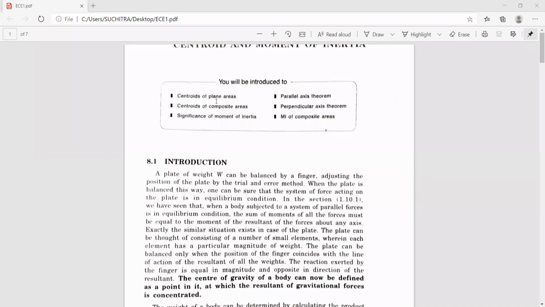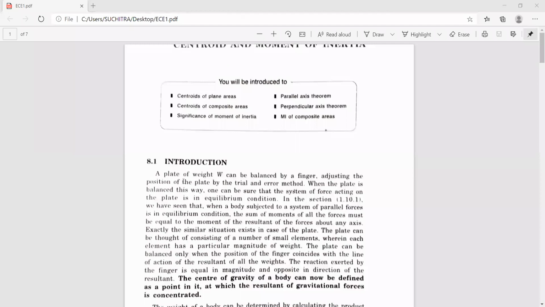So in engineering applications, we get many composite areas, whether it may be a rectangle or a triangle or a quarter circle or a semicircle or a circle. In such cases, we need to find the geometric center of the plane areas. So let us discuss what centroid is actually all about.